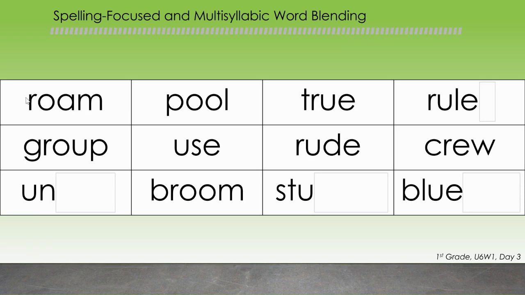Sound, M. Blend, Ro. Word, Rome. Find the vowel, two O's together, vowel team, saying oo. Sound, p, oo, blend, pool, blend, pool, word, pool. Sound, t, sound, r, blend, t, oo, blend, true, word, true. Find the vowel. Silent E at the end. It's a rule breaker. It says oo instead of you.